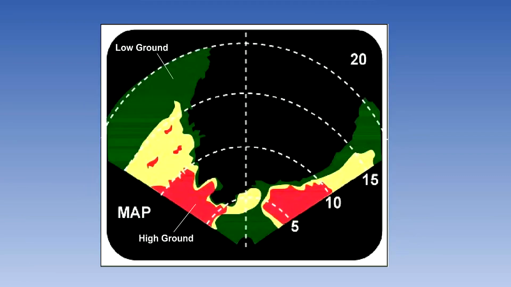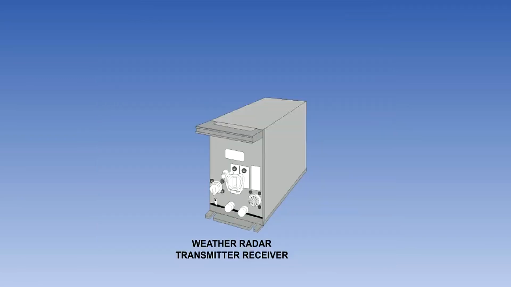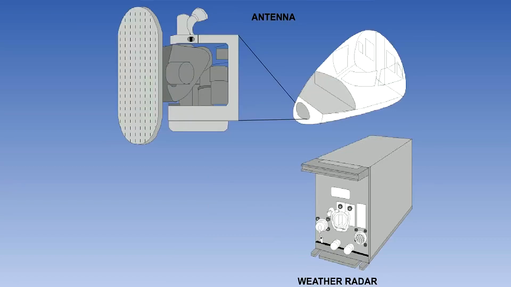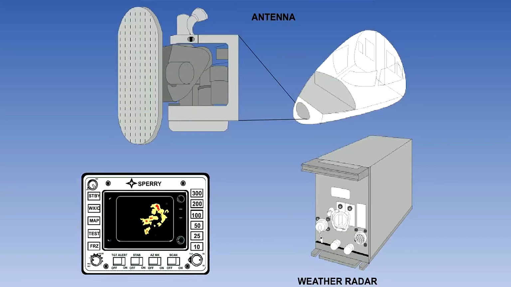For ground mapping, the green represents flat ground or water, whereas red represents large solid objects, such as mountains. The component parts of airborne weather radar are the transmitter-receiver, the antenna, the indicator, and the control unit.